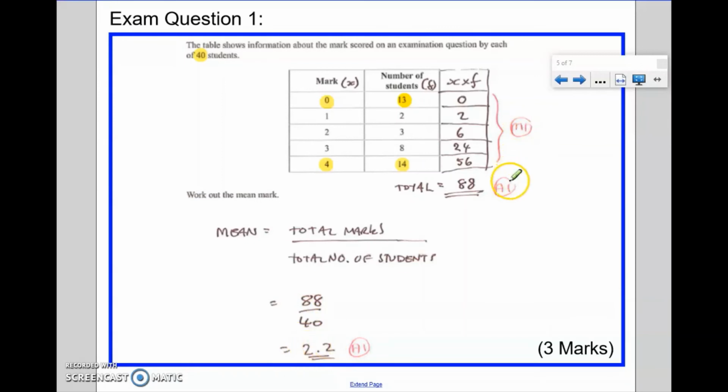You can see where the marks are allocated. 1 mark for your third column, 1 mark for your total of 88, and then your final mark for your division and answer.